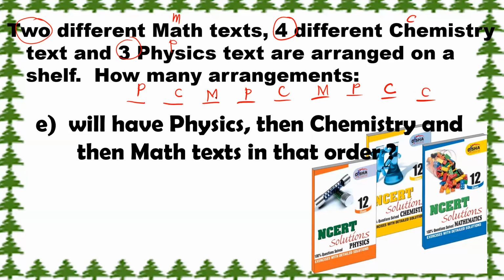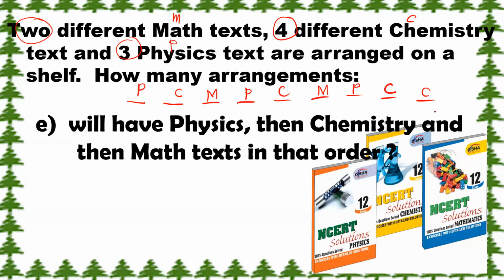So that's physics, chem, math, physics, chem, math, physics, chem, and chem. Why chem? Because there are only 2 math books. Therefore, since the last book is chemistry, the last position will be given to a chemistry book.